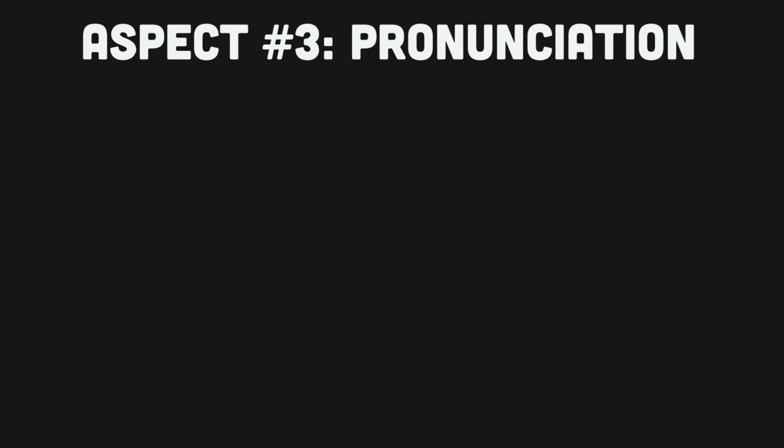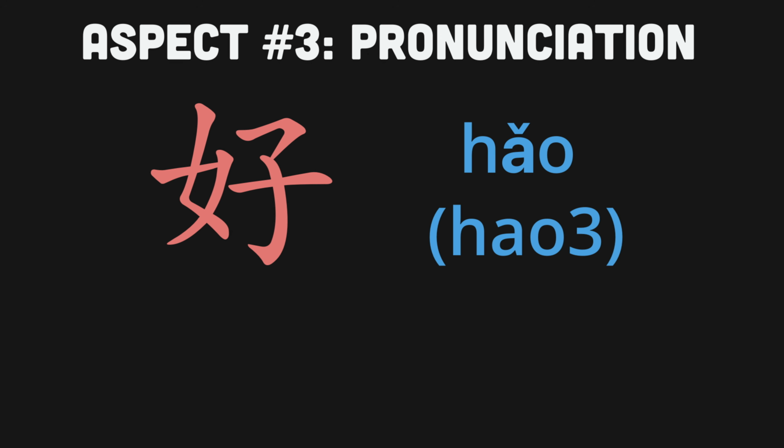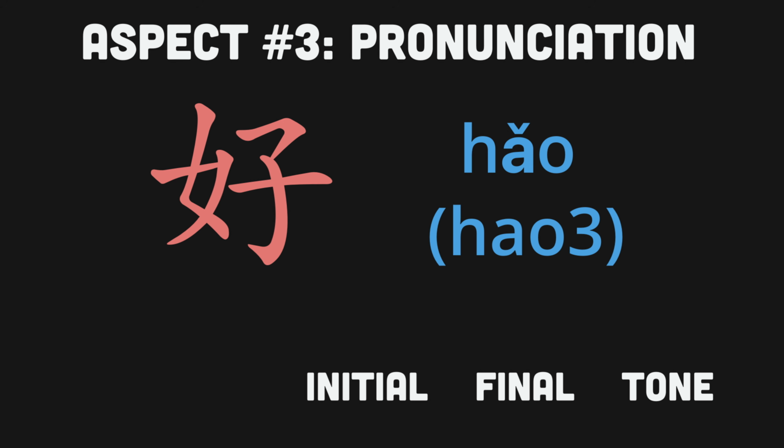Lastly, a character also has its own pronunciation. The pronunciation of this character is how. The pronunciation will always be a single syllable that consists of three parts: its initial, final, and tone. The initial of this syllable is H, its final is ao, and it has the third tone.